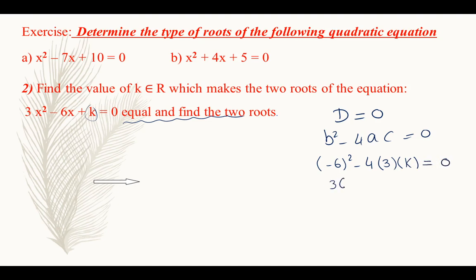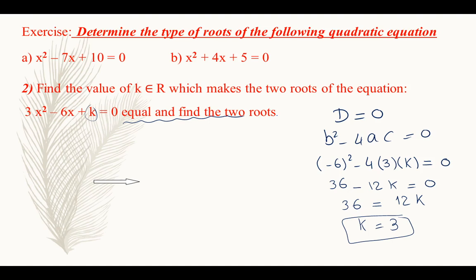Negative 6 power 2 equals 36. Negative 4 times 3 equals negative 12. Negative 12 times k equals negative 12k. All of this equals 0. Negative 12k goes to the other side, so 36 equals 12k. Divide both sides by 12, so k equals 3. Now we have found the value of k which makes the two roots of the quadratic equation 3x power of 2 minus 6x plus k equal. Then he asked you to find the two roots.